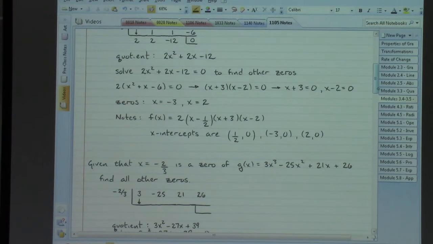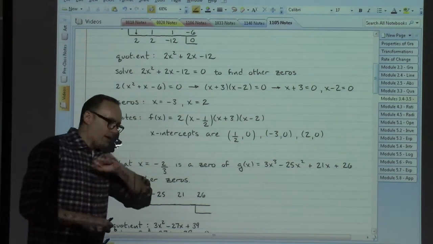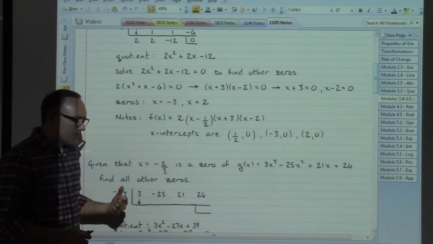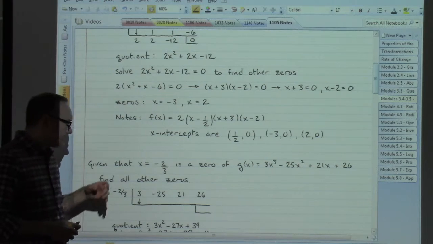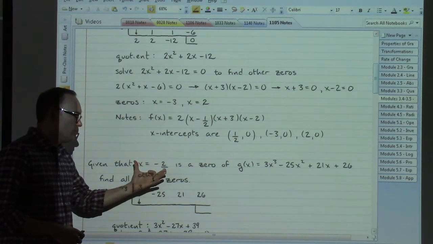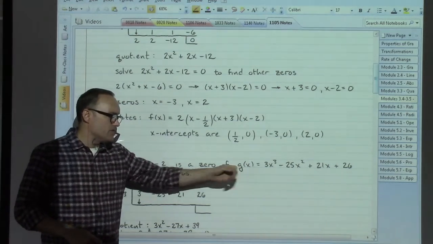Let's just do a quick little bit of the synthetic division stuff together. Similar kind of example. Here is x equals negative 2/3. We are being told it's a ZERO of this g of x function.